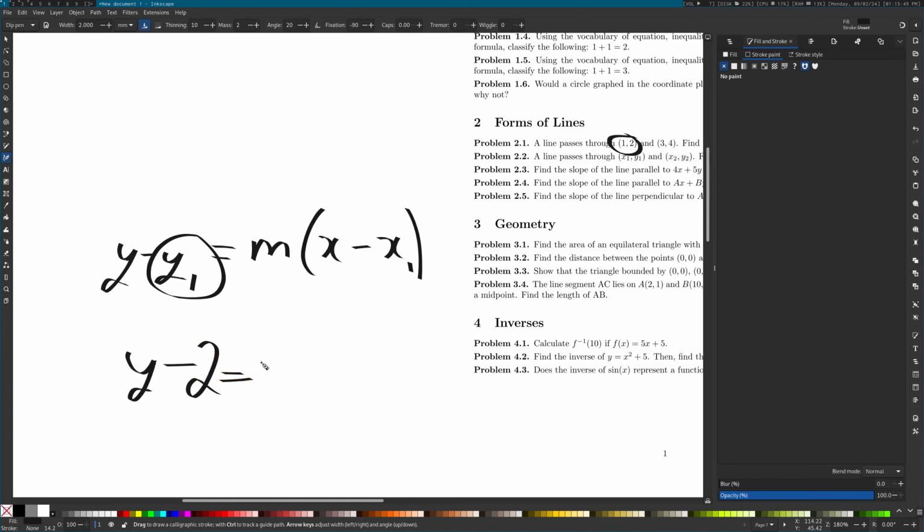Okay, we're going to do the slope later. We're just going to leave it as m for now. Times x minus what? Is that 1? Yep, 1. x minus 1.